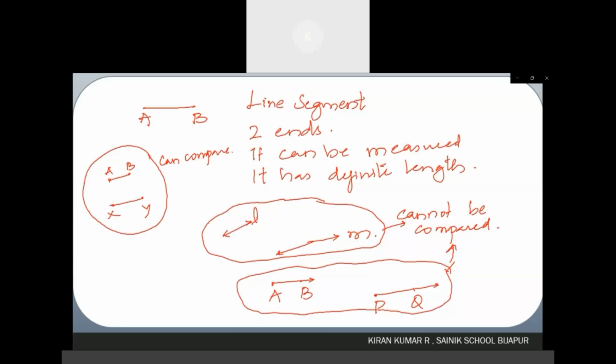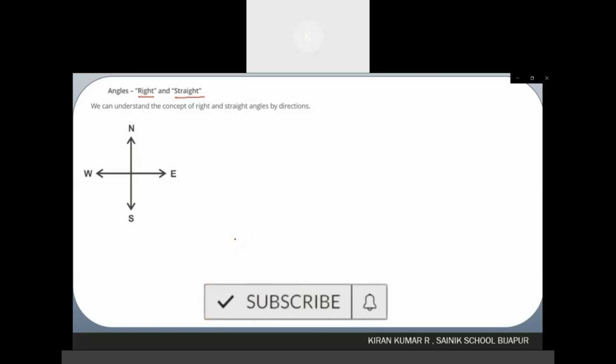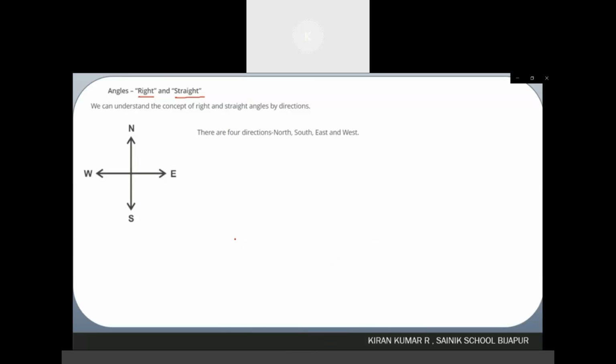The next concept is all about angles. First we will discuss the meaning of right angle and straight angle. We can understand this concept of right and straight angles by directions. Look at this. Here N represents north, E represents east, W for west, S for south. These are the four directions: north, south, east, west. When we move from north to east, it forms an angle of 90 degrees, and this angle is called a right angle.